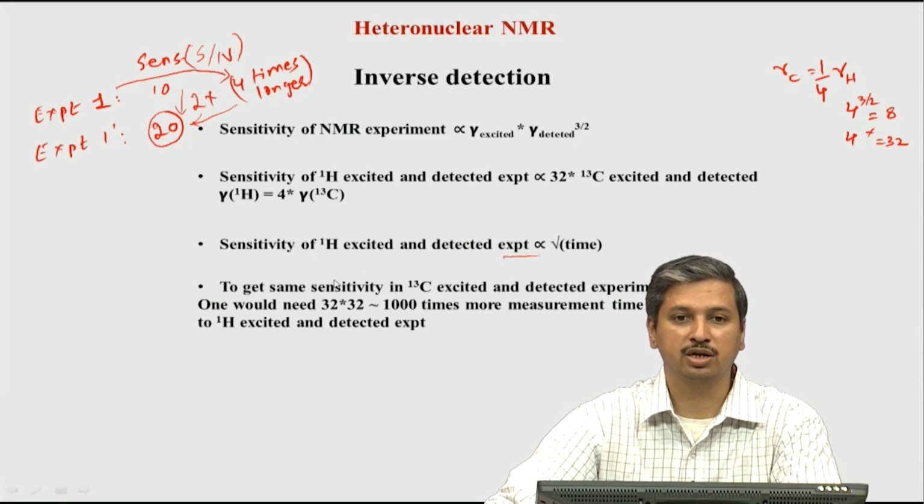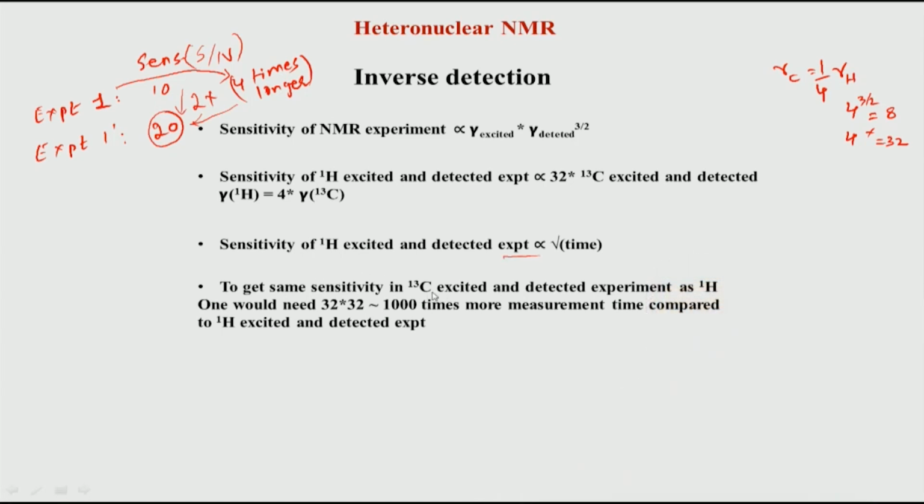So, this is what is shown here, that to get the same sensitivity in an experiment where C13 is excited and detected, as a proton 1D spectrum, I would need to record 1000 times longer. That is why carbon 1D NMR experiments are recorded for a longer time generally compared to protons. You will see typically in all spectrometers, that if you want to get a carbon 13 1D spectrum, we use much longer times because of this reason. Therefore, it is important to record everything in a short time.